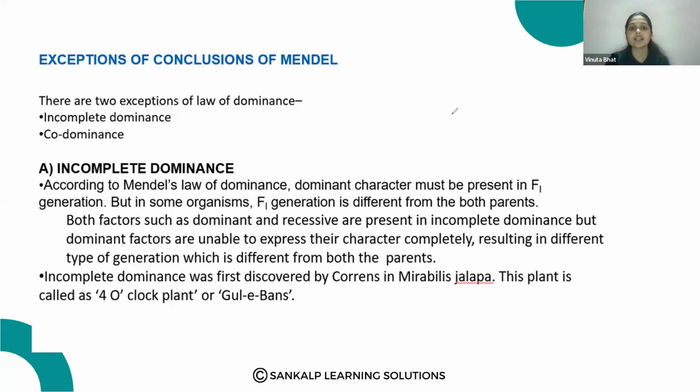So where can you find incomplete dominance as an example? Incomplete dominance was first discovered by Correns in Mirabilis jalapa. This is also called the 4 o'clock plant. And one more very important example that is given in the NCERT is the snapdragon plant.